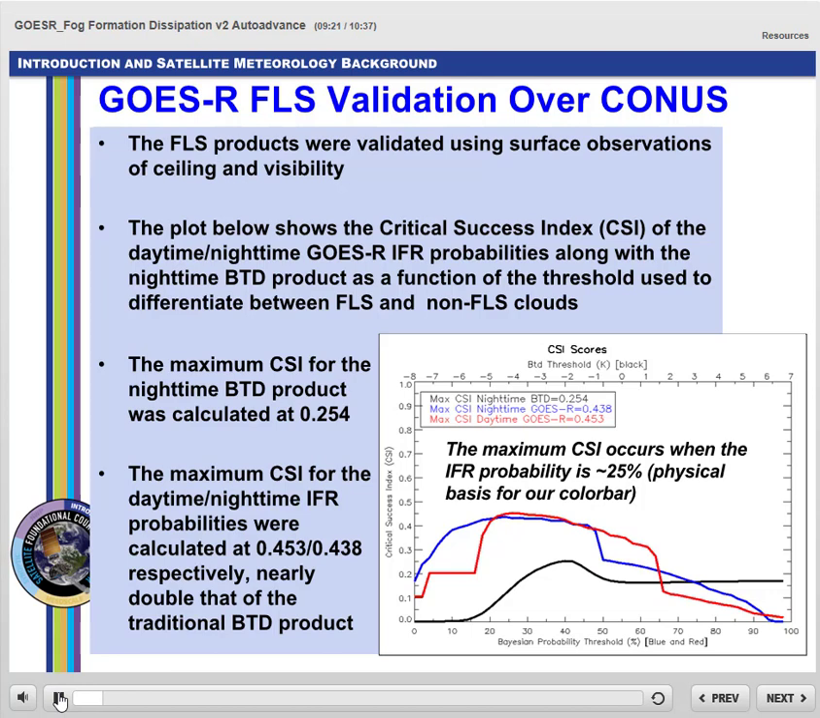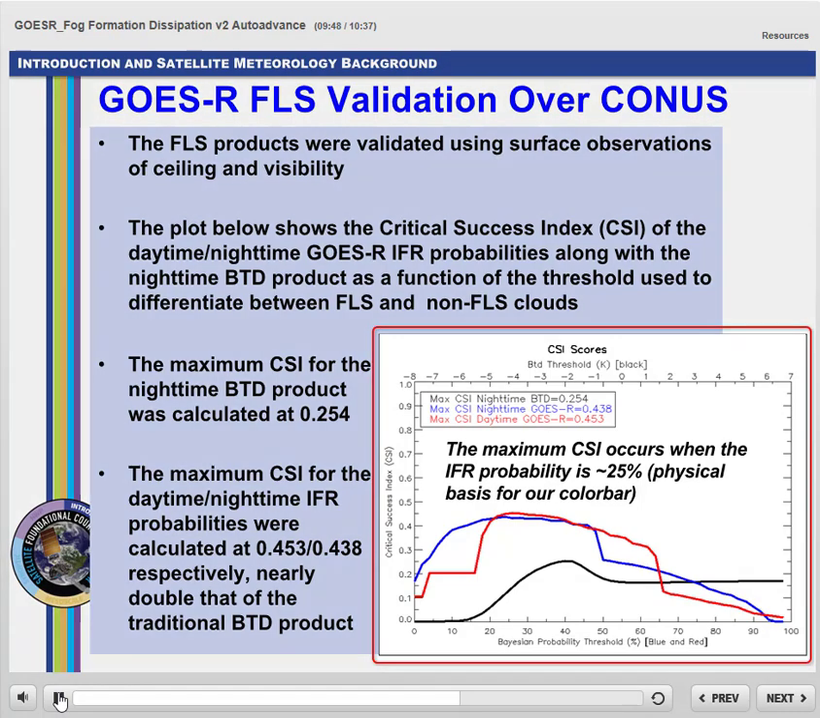GOES-R IFR probability is statistically superior to brightness temperature difference fields in predicting IFR conditions. You've already seen cases that should convince you of this. If high clouds block the view, IFR probability can give a good signal based on model data. If stratus is elevated, IFR probability will screen out the region based on model data. Both of these examples will lead to better statistics for GOES-R IFR probabilities.